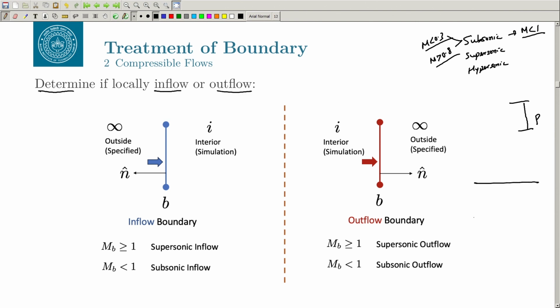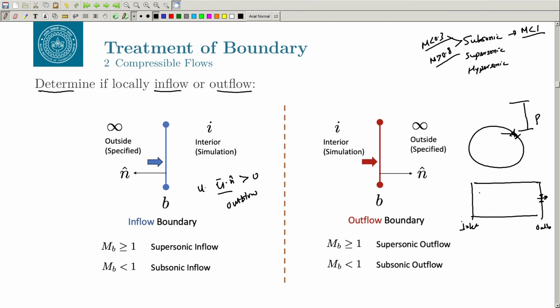So, the first thing is to determine whether the flow is locally inflow or outflow. You may have a domain where this is your inflow or inlet, and this is outlet, you know that, but you have to look at locally whether the flow is inflow or outflow, especially if you have a complicated domain. So, how do you do that? What you need to do is find out u dot n, the normal velocity. If the normal velocity is greater than 0, then it is outflow. This is also called u perpendicular, and if it is less than 0, then this is inflow.